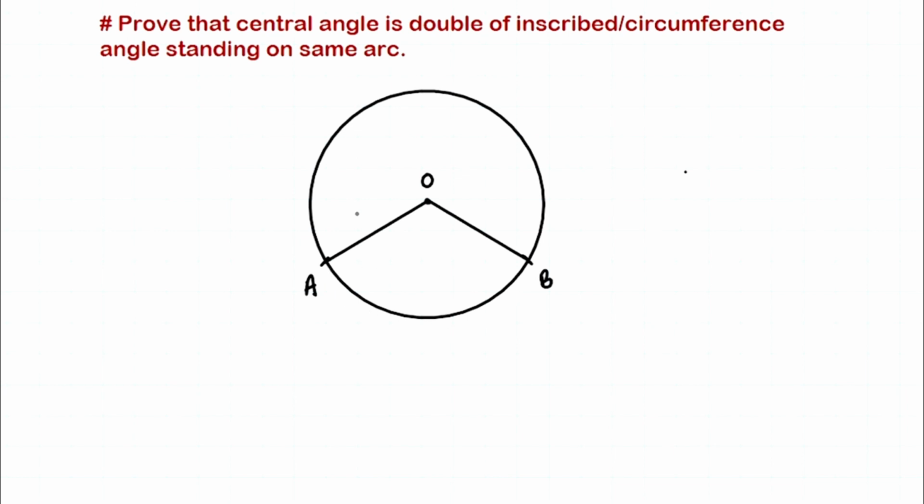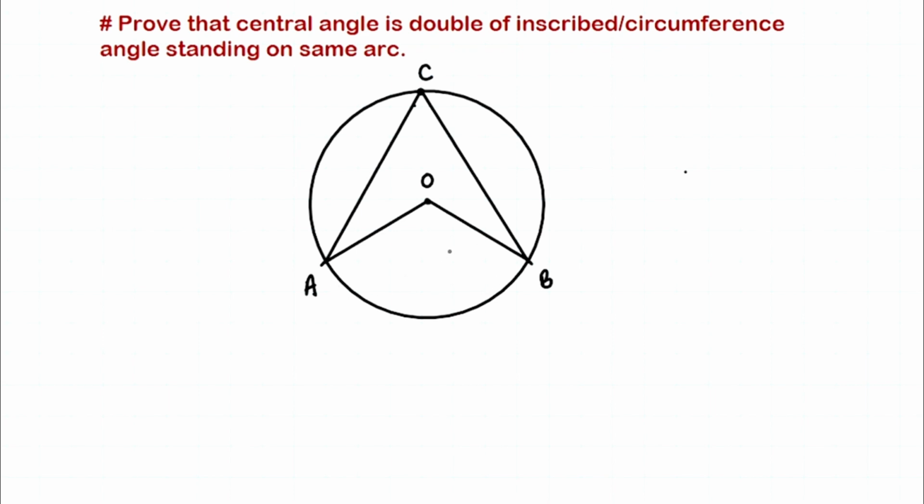Now we need to make an inscribed angle or circumference angle on the same arc AB. We can do that by drawing a line from this point A up to the circumference, and making another line from B, and joining these two lines. Now this point is touching the circumference. Let's name this point C. This angle is our circumference angle because it's touching the circumference and it is standing on the same arc AB. So now we have AOB our central angle and angle ACB our circumference angle standing on the same arc.